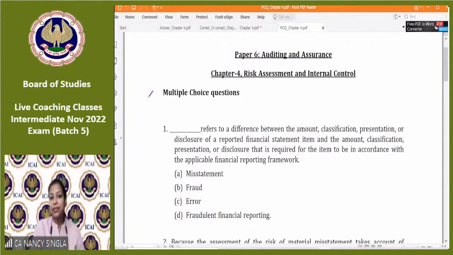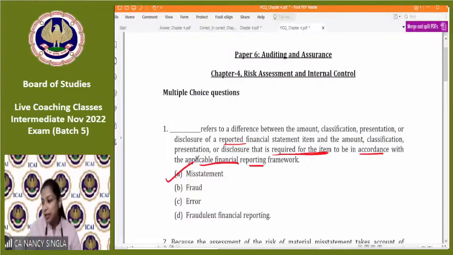So what is the answer? Dash refers to a difference between the amount, classification, presentation or disclosure of a reported financial statement item and the amount, classification, presentation, disclosure that is required for the items in accordance with the applicable FRF. So the answer is A, misstatement, if you remember.